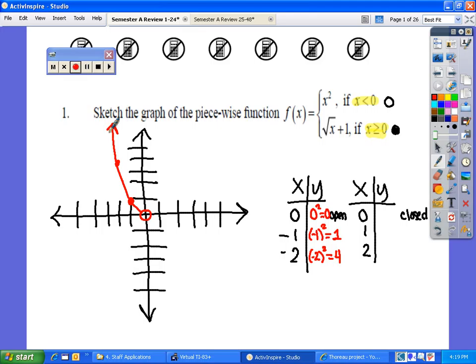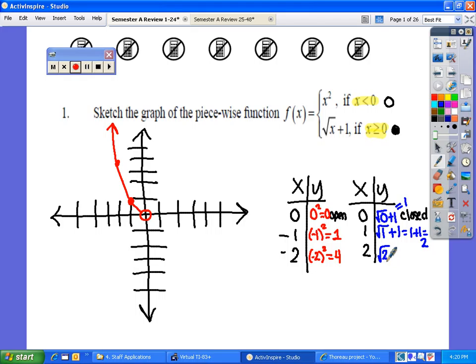Alright, now for the next one, we have square root of x plus 1. So I replace 0 in here, plus 1. So square root of 0 plus 1 is equal to 1. So at 0, 1, I'll have a closed circle. Then I'll replace square root of 1, which is 1, plus 1 is 2. So at 1, 2, I'll have a regular dot. Now the next one is square root of 2.